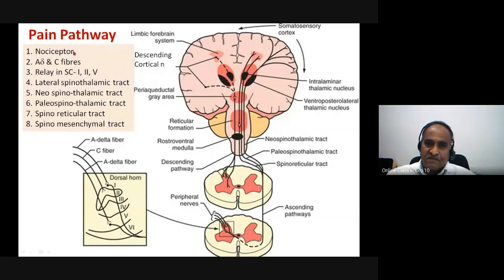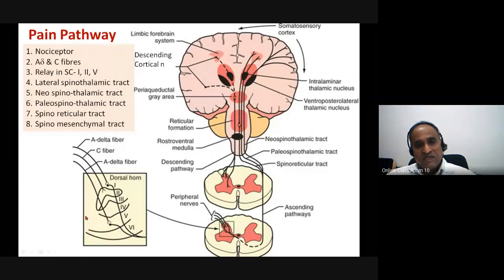One, the nociceptors. Nociceptors are present here in the periphery, in the skin. These nociceptors are free nerve endings, and these free nerve endings are carried by A delta fibers and C fibers. The nociceptors, free nerve endings in the skin and various tissue compartments, are carried by A delta and C fibers. This is A delta fiber and this is C fiber.